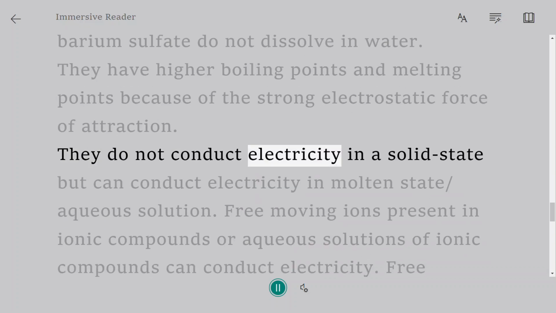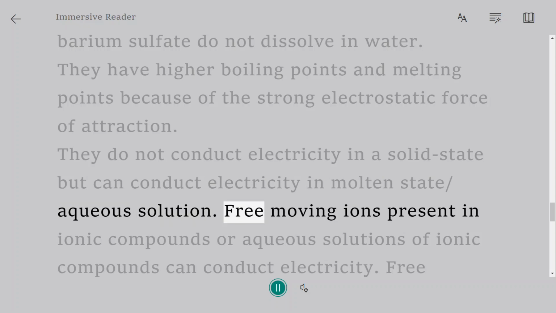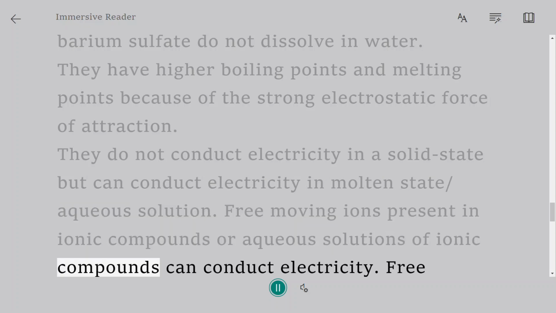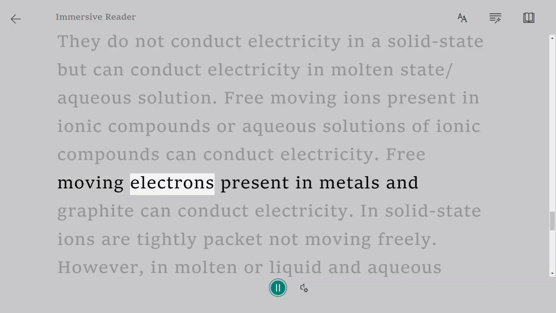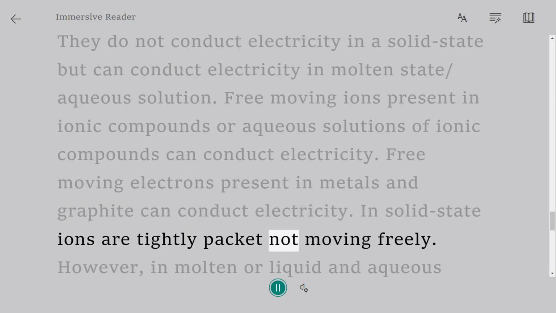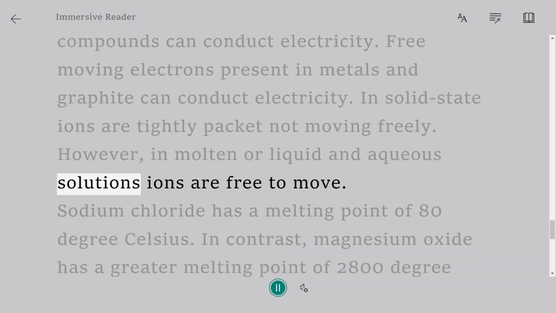They do not conduct electricity in a solid state but can conduct electricity in molten state or aqueous solution. Free-moving ions present in molten ionic compounds or aqueous solutions of ionic compounds can conduct electricity. Free-moving electrons present in metals and graphite can conduct electricity. In solid state, ions are tightly packed, not moving freely. However, in molten or liquid and aqueous solutions, ions are free to move.